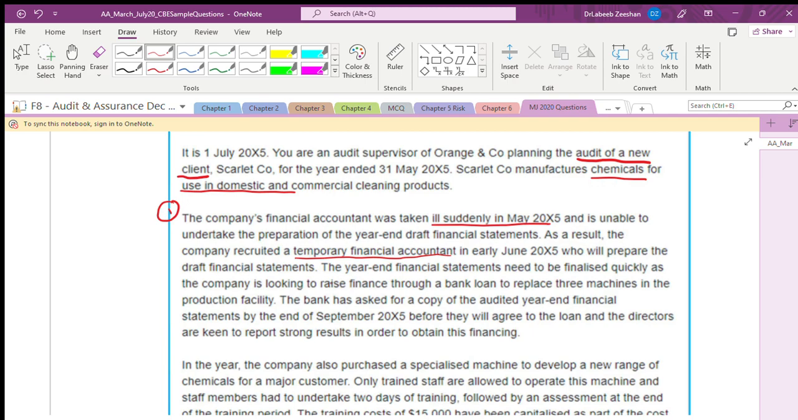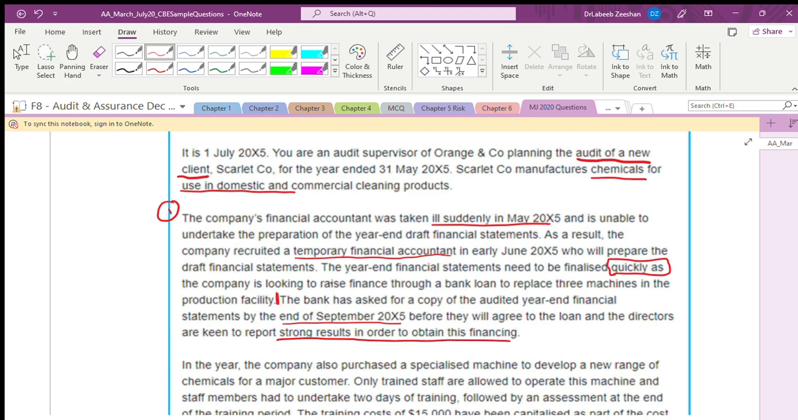The year-end financial statements need to be finalized quickly as the company is... You cannot put these conditions. This is the audit risk. You cannot say that you have to finalize quickly. The company is looking to raise finance through a bank loan to replace the 3 machines of production facilities. The bank has asked for a copy of the audited year-end financial statements by the end of September 2005 before they agree to a loan, and the directors are keen to report strong results.